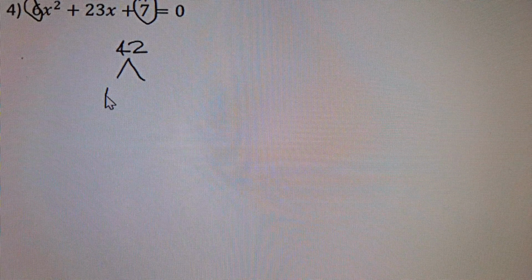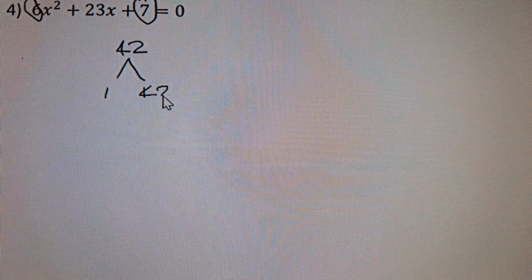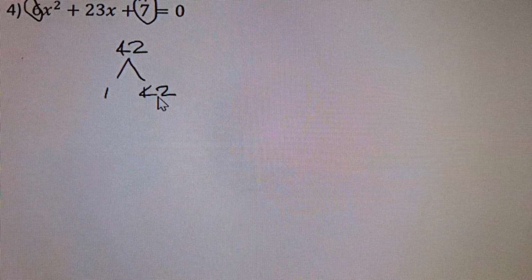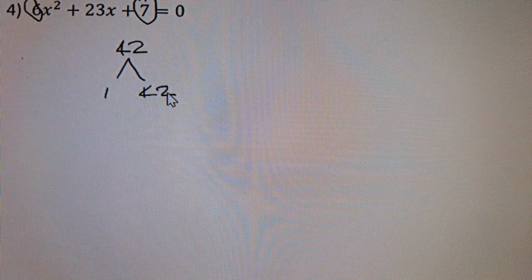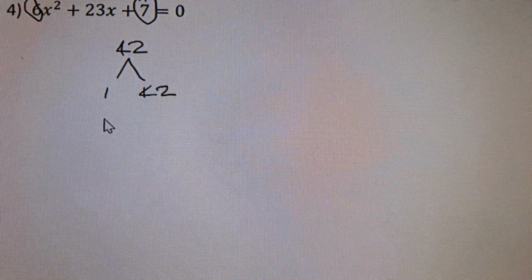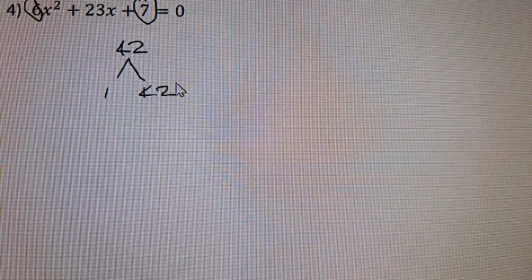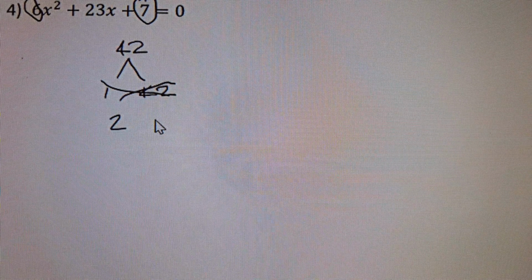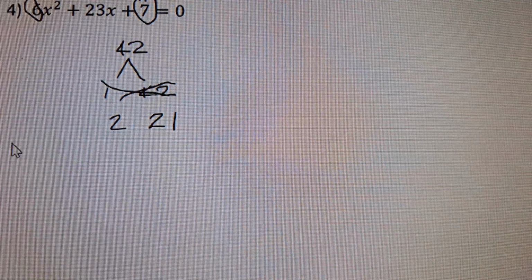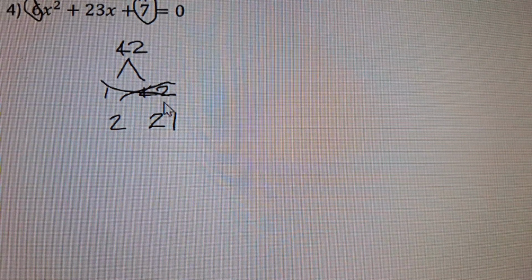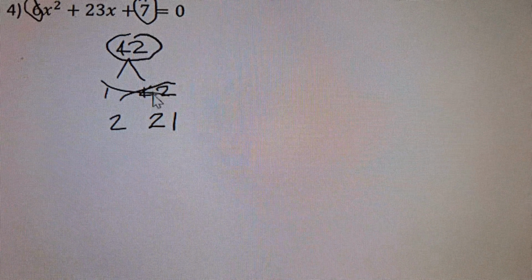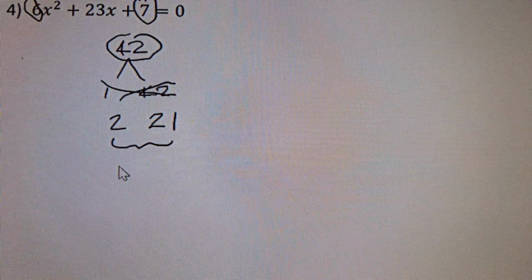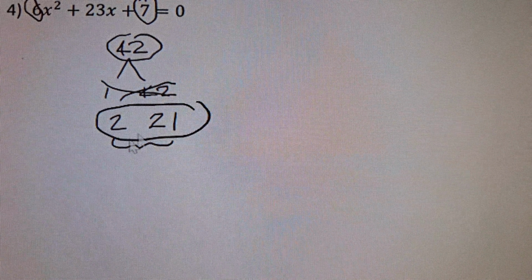How about 1 times 42? Well, it gives me 42, right? 1 times 42 is 42. But when I add this 1 and 42, I get 43. I don't get 23, do I? Well, let's continue. So these are not good. How about 2 times 21? Well, 2 times 21 is 42, isn't it? And when I add them, it gives me 23. So we are going to be using those factors in our solution.